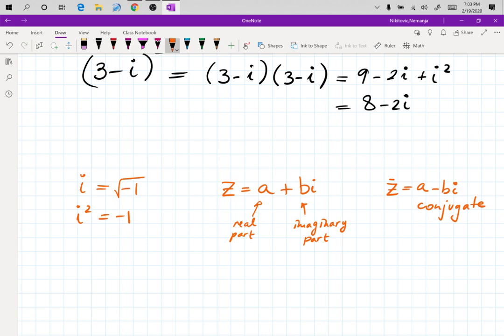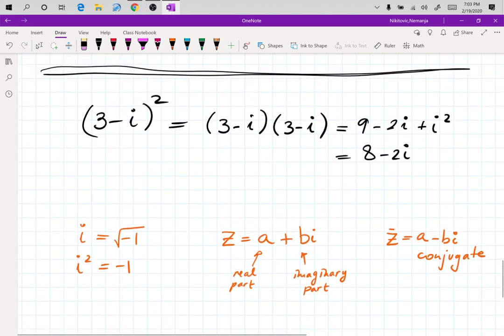Yes? Where did the 2i come from? Yeah, that's what I was confused about. I don't know how you got that. Oh, it's not 2i, it's 6i. Okay. 6, yes. Please pay attention. It's clearly a 6. Thank you. Yeah, it's 6i.